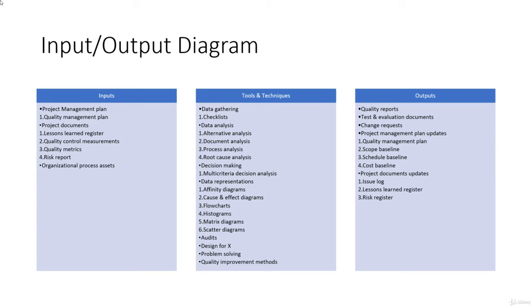And then we have the outputs, which are the quality reports, test and evaluation documents, change requests, quality management plan, scope baseline, schedule baseline, cost baseline, issue log, lessons learned register, risk register, etc.